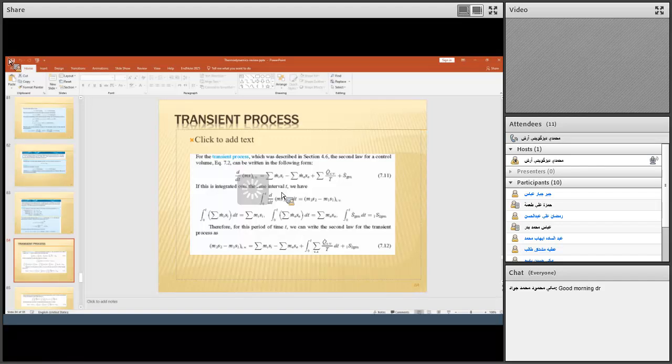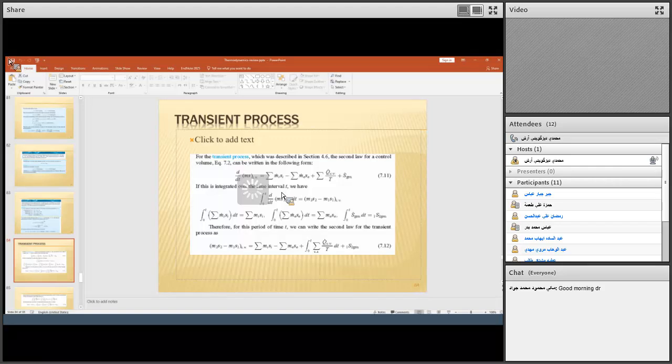For example, for the second law of thermodynamics, the rate of entropy of the control volume, that is the mass of the control volume times entropy of the control volume, equals the addition of mass flow rate times entropy at inlet for all the inlets or one inlet, minus the addition of mass flow rate at exit times entropy at exit, plus the addition of rate of heat transfer to the control volume divided by T, plus entropy generation.